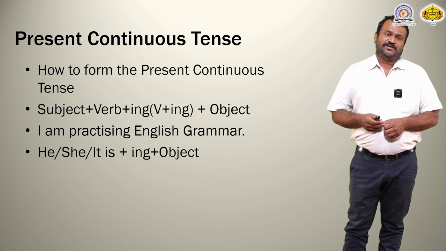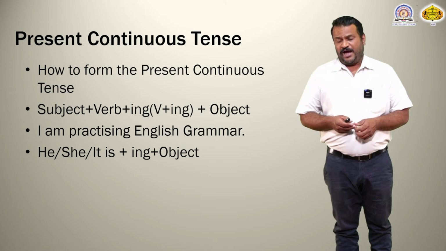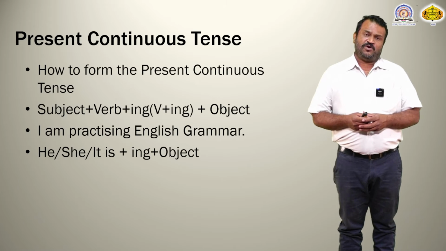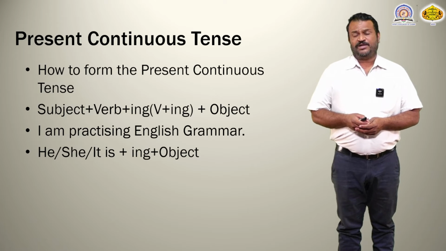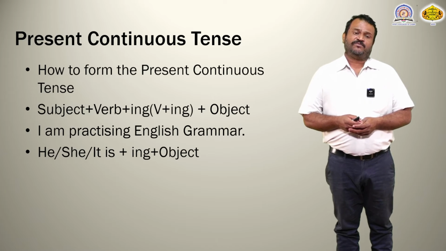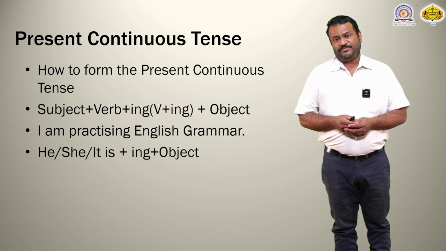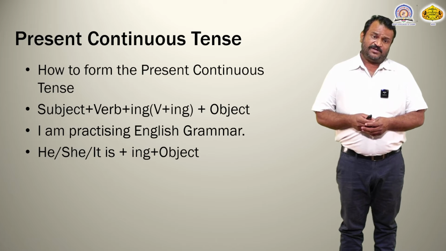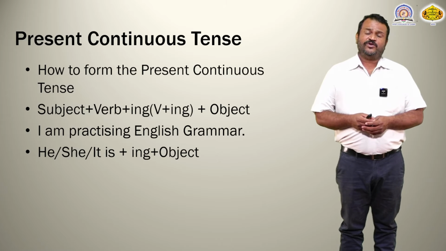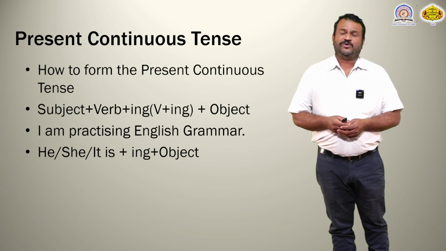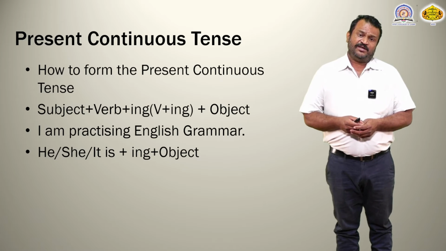The next tense is present continuous tense. How is this present continuous tense formed? There is a simple rule. Subject plus verb plus ing plus object. For example, I am practicing English grammar. I is the subject. After I comes am. Practice is the main verb. But when you are talking about the present continuous tense, we should add ing. Practice becomes practicing. And English grammar is an object.